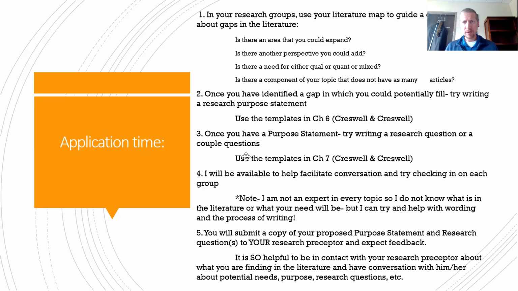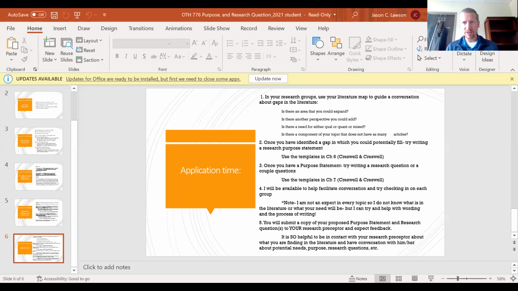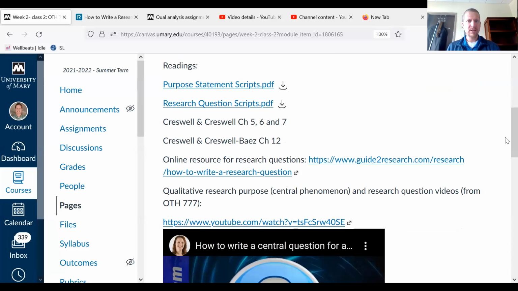So, let's see here. I'm going to stop sharing, and I'm just going to briefly show some... Okay, so this is Canvas. And so we have purpose statement scripts and research statement scripts. So again, these were taken right from your Creswell readings, chapter 6, chapter 7. There's also an online resource for research questions and how you could formulate those research questions.